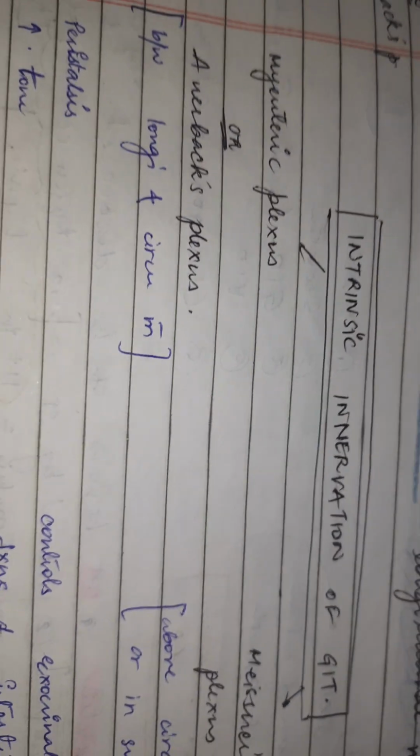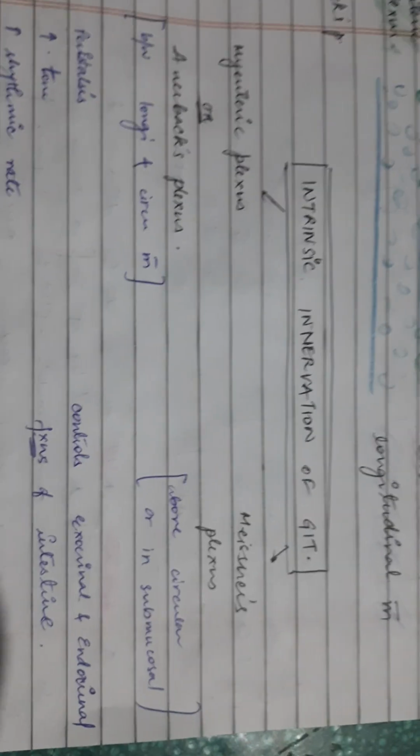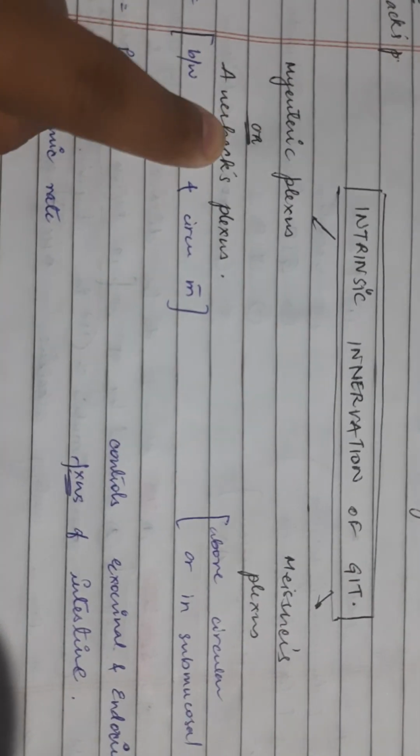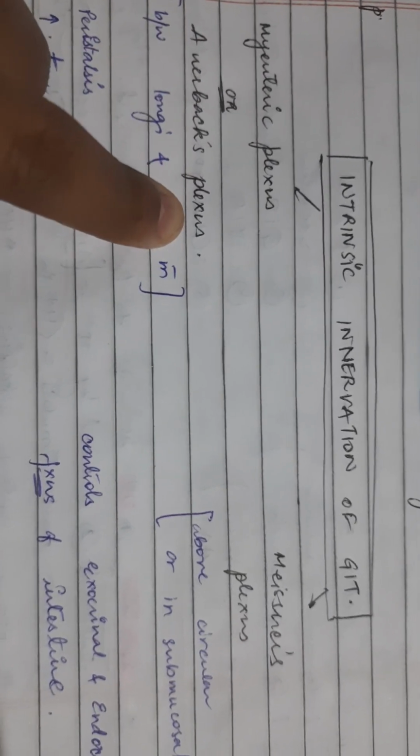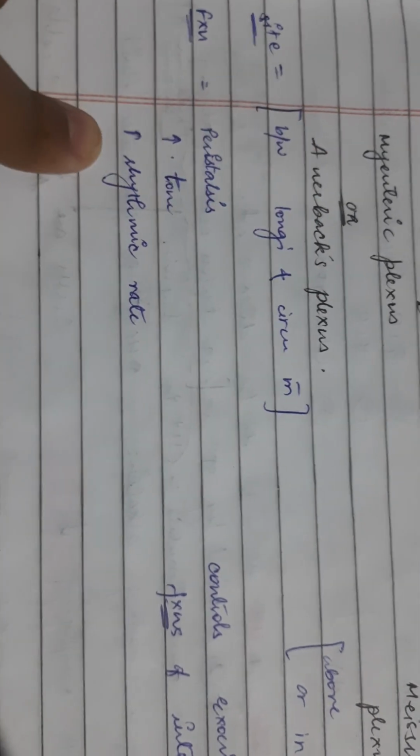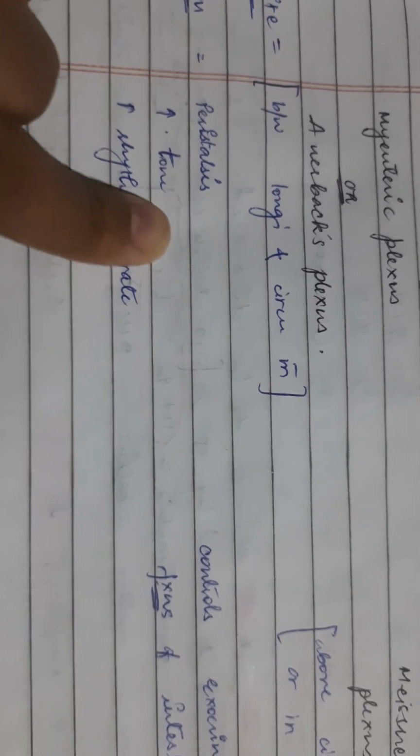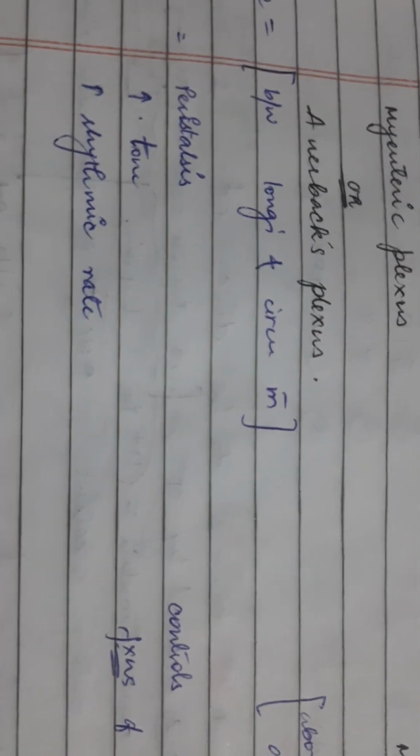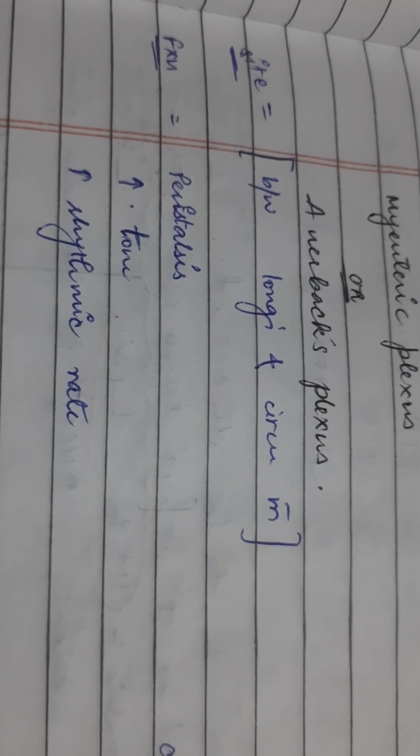Then intrinsic innervation of the GIT is of 2 types: myenteric plexus and Meissner's plexus. The myenteric plexus is also called Auerbach's plexus, between longitudinal and circular muscles. Its function is peristalsis, and it increases tonicity and basal rhythmic rate, the pacemaker of Cajal. These are the functions of the myenteric plexus.